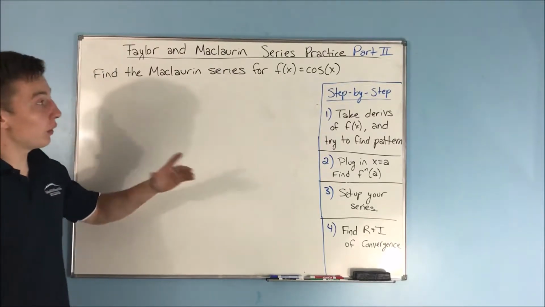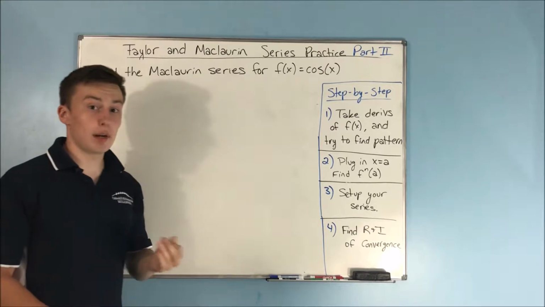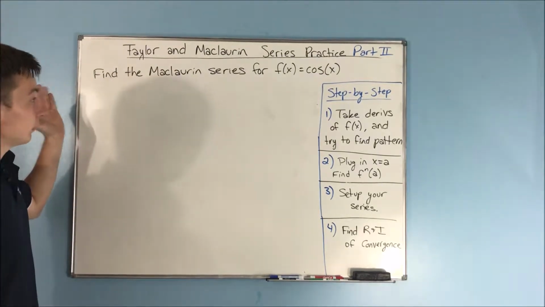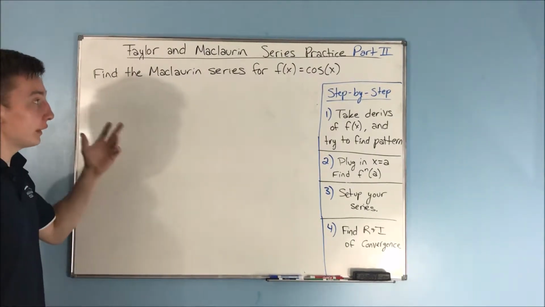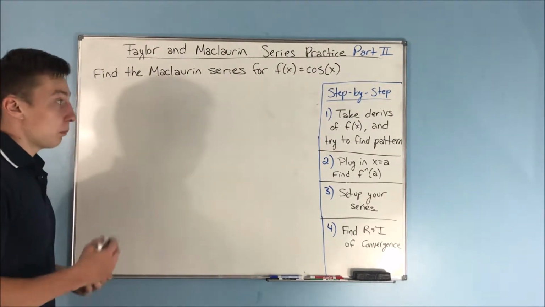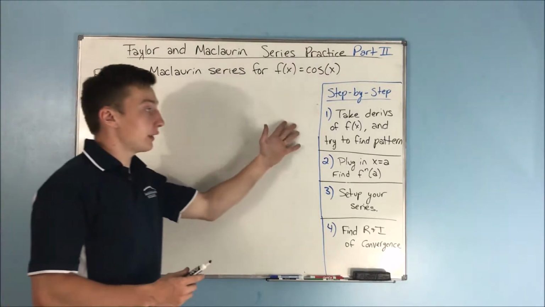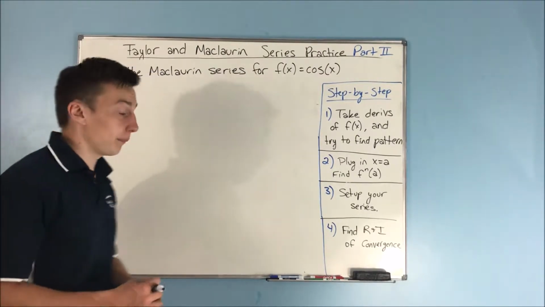Alright, so in this video, we're going to be doing part 2 of our Taylor and Maclaurin series practice. We're going to have the problem: find the Maclaurin series for f of x equals cosine x. Now we're just going to have to follow our step-by-step process. We have to take our derivatives of f of x and try to find a pattern.